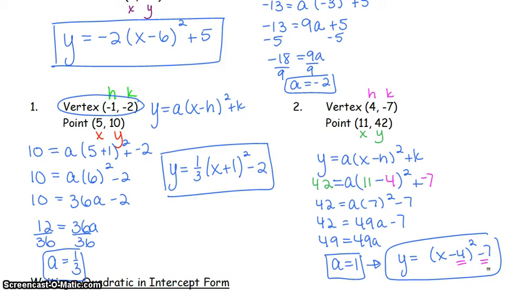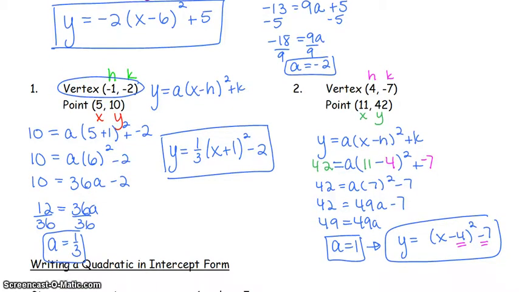Just remember, every single time you write vertex form, you should always have an x and a y in the equation. That may help you remember that you're replacing the h and the k. So there should always be an x and a y in your answer for vertex form.